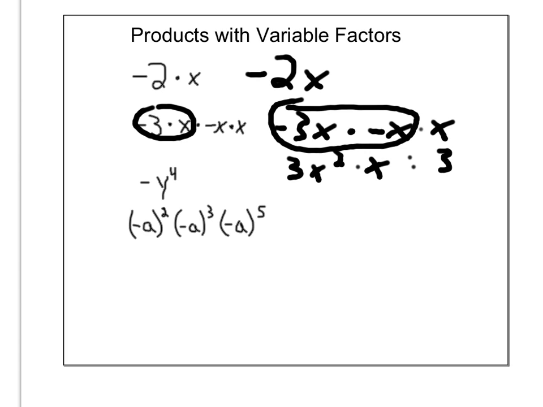And then x squared times x. That's 2x's times 1x, so that's x to the 3rd power. 3x to the 3rd. Alright.